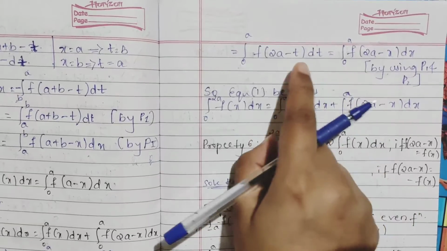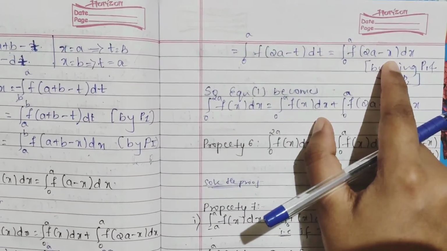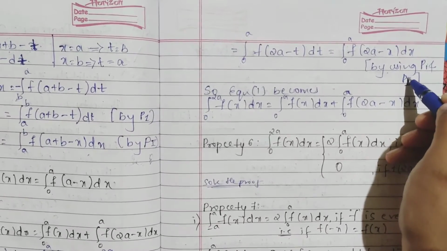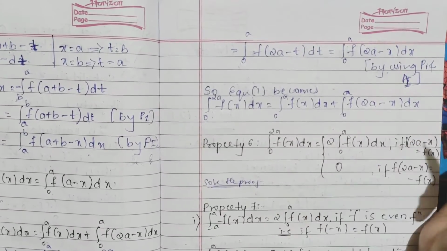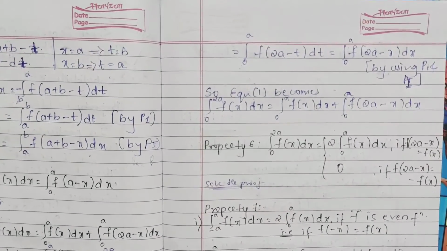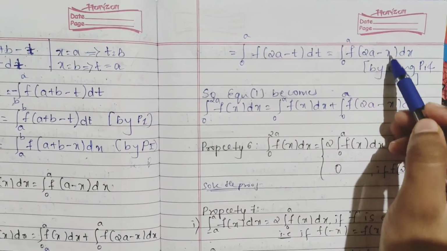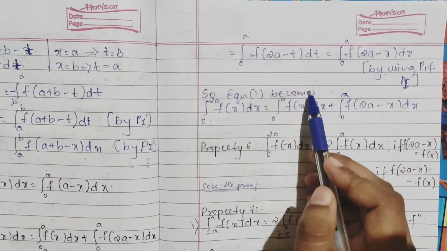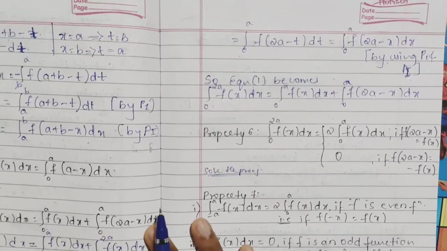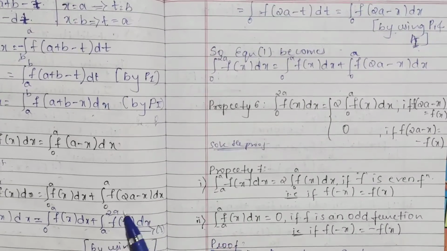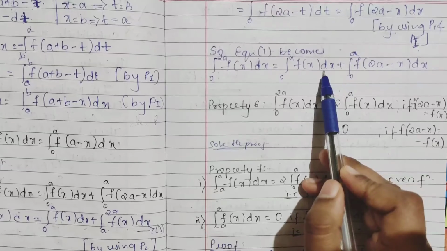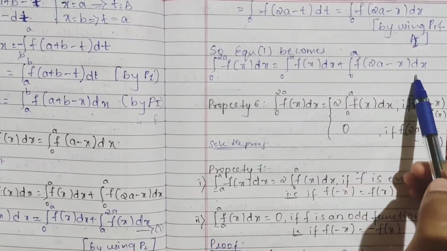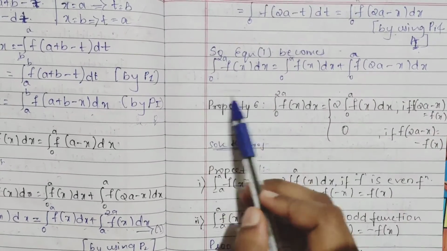And now again what I have done, I have substituted t as my x by your general property, substituting x as t and property 1 we have changed it. So now equation 1 becomes, in your equation 1 we will substitute, this was our equation 1, right, for this only we have changed. 0 to a f of x dx remains as it is, this becomes 0 to a f of 2a minus x dx. Okay, so you have to remember all these properties.